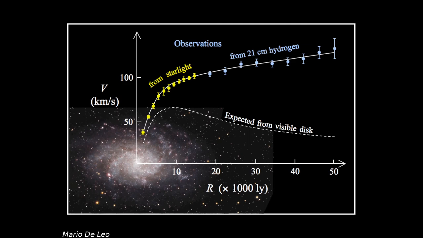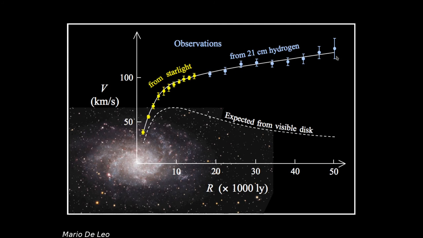But wait, there is more. Here is the rotational speeds of stars and gas in a galaxy called M33. And it's plotted against distance from the centre. So here's how fast things are rotating around the centre of the galaxy. And this is the distance in thousands of light years from the centre of the galaxy. And we can calculate what we'd expect based on the amount of visible matter, all the stars and stuff in this galaxy. And it ought to go like this. But this is what we measure. And you'll notice it's dramatically different.